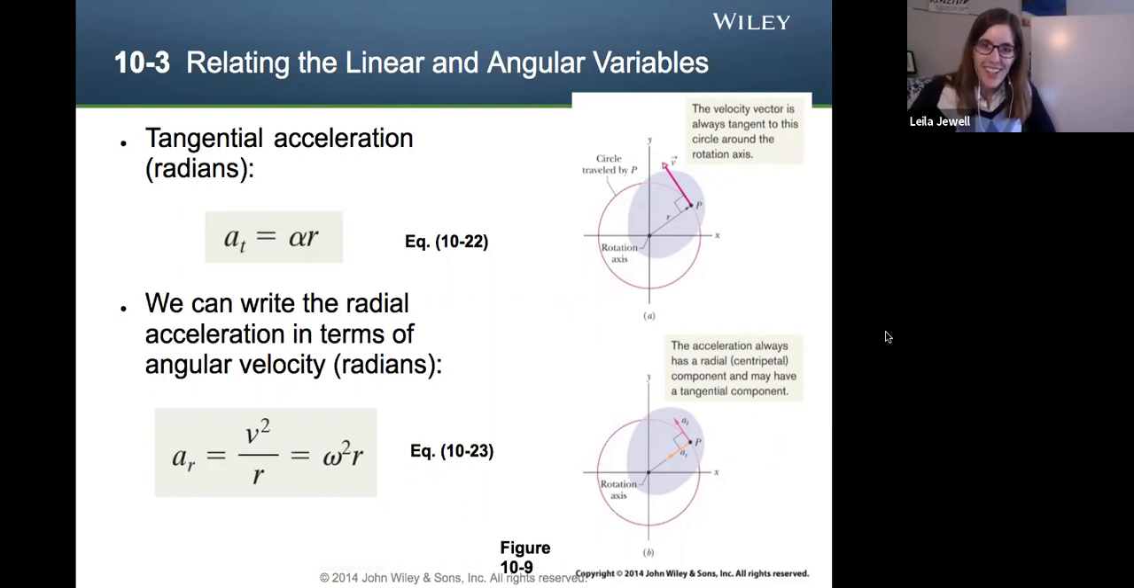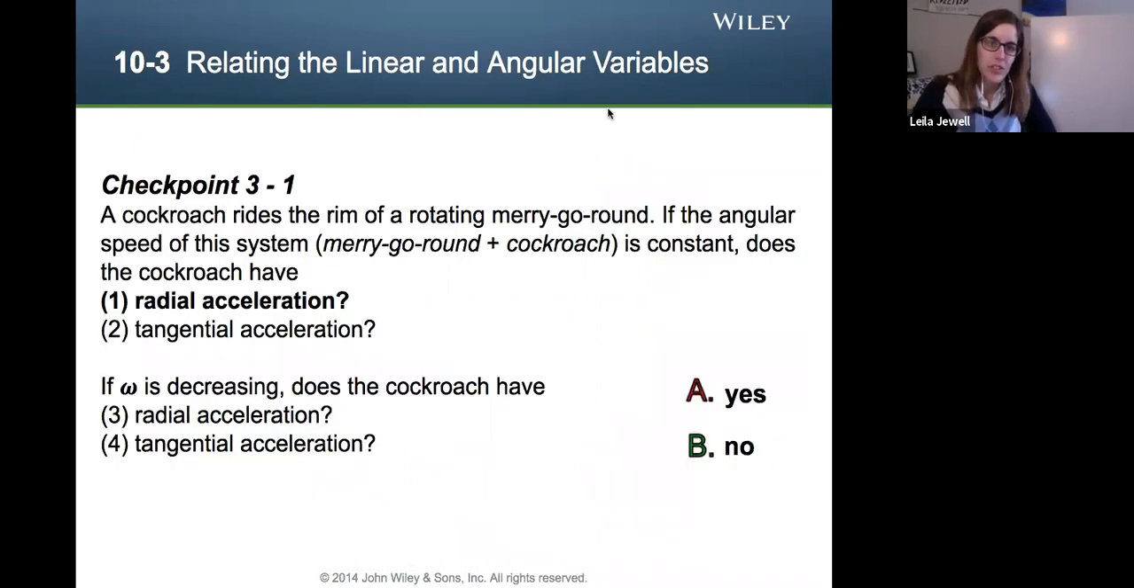Okay, so now let's try this out with a checkpoint. A cockroach rides the rim of a rotating merry-go-round. If the angular speed of the system, merry-go-round plus cockroach, is constant, does the cockroach have radial acceleration, tangential acceleration? If omega is decreasing, does the cockroach have radial acceleration, tangential acceleration? So answer yes or no for all 4 parts of this, and go ahead and write that down before you move on. So hit pause now.